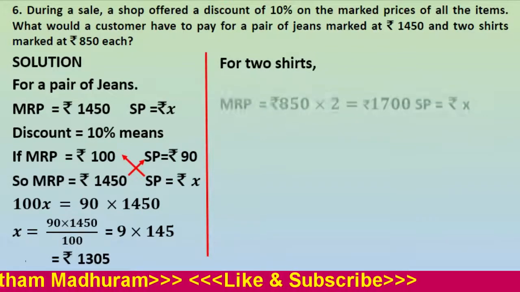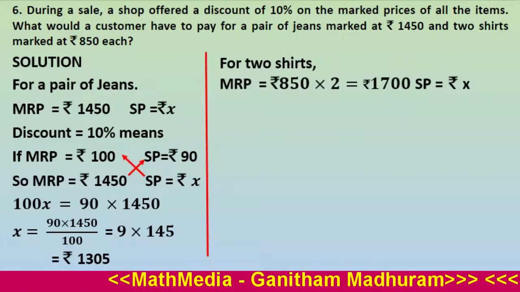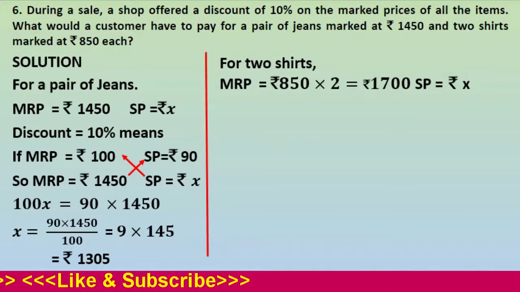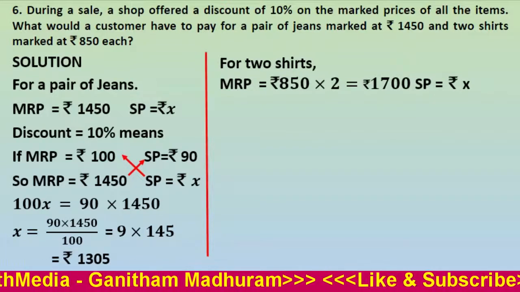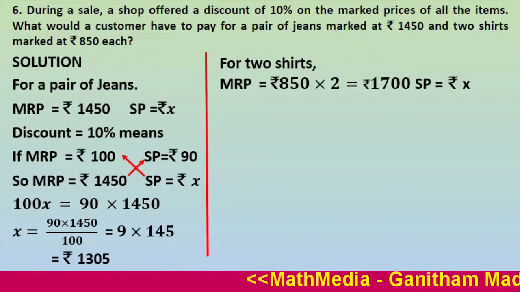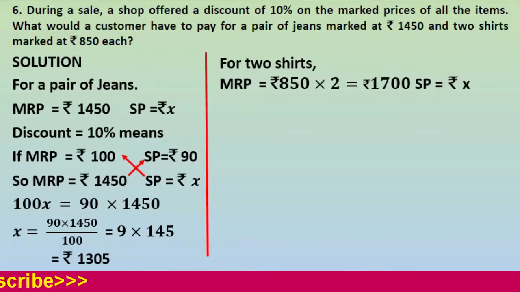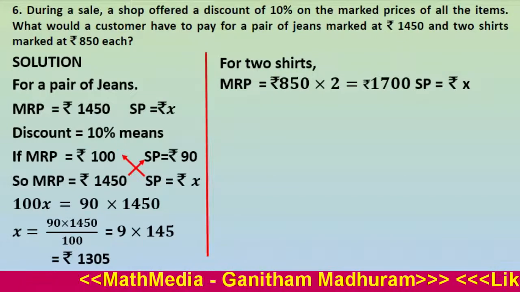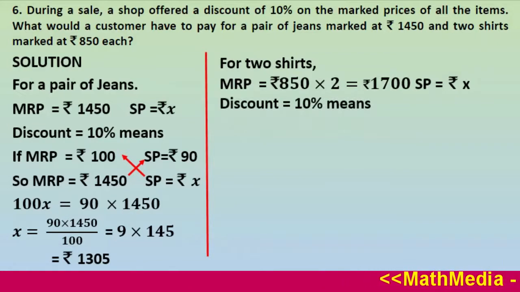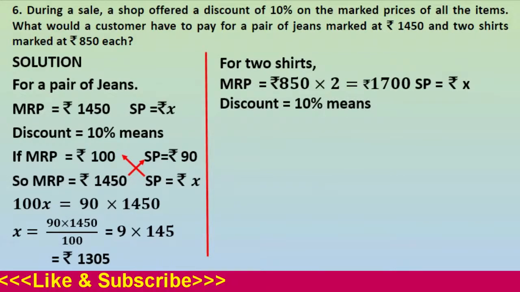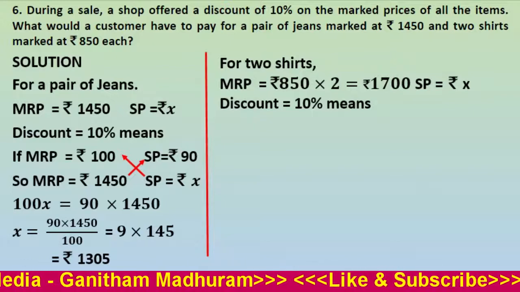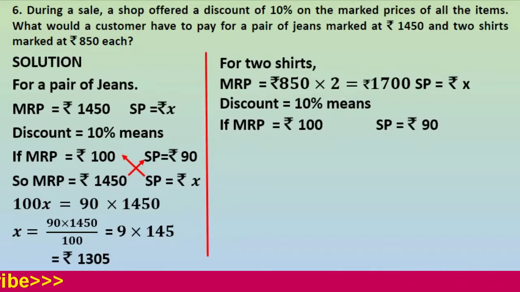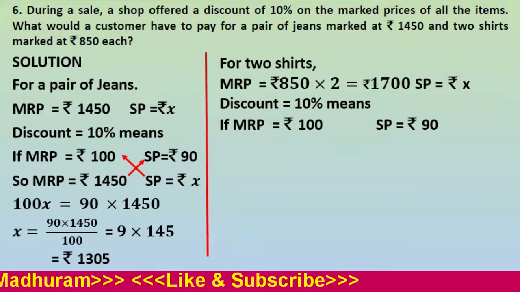Next, for two shirts, the MRP is written 850 each. So for two shirts, what will be the MRP? 850 multiplied by 2, that is 1700. That is the MRP. SP, after discount, how much we have to pay? That is our SP that we don't know, so we give it as rupees X. Discount is given 10%. So what is the meaning of discount 10%? Yes, if MRP equal to rupees 100, SP equal to rupees 90.